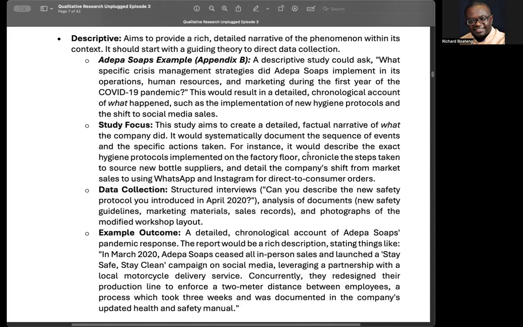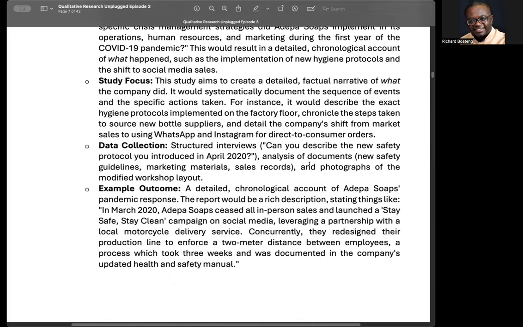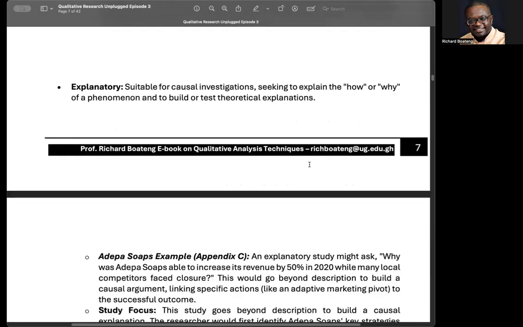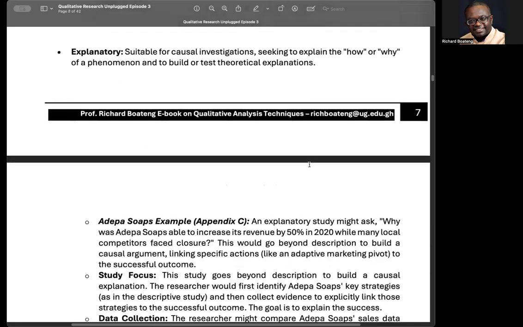And finally, explanatory case studies. This sounds like where we get back to the why questions, but maybe with a more causal focus. Precisely. Explanatory studies are designed for causal investigations. They seek to explain how or why a particular phenomenon occurred. The goal is often to build or test theoretical explanations for the observed outcomes. So, for Adiposomes, what would an explanatory question be? An explanatory study, like Appendix C, might ask, why was Adiposomes able to increase its revenue by 50% in 2020 when many of its local competitors struggled or even closed?